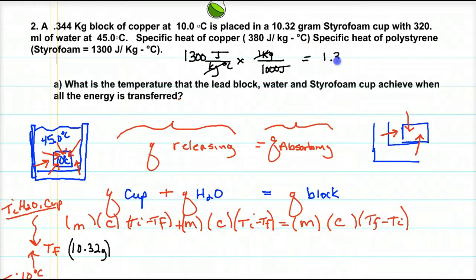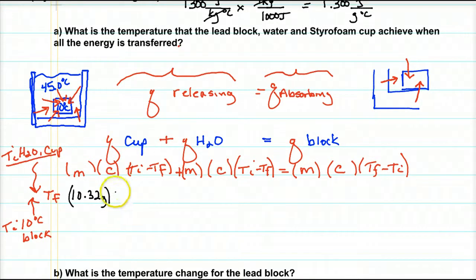Kilograms cancel. I'm dividing by 1,000. This is 1.300 joules per gram per degree Celsius. So I'm dividing by 1,000. So that's 1.3, and that's joules per gram per degree Celsius. I'm putting the units in right here so I make sure that my setup is correct. And of course, the next thing I have is Ti, temperature initial, which was 45. Okay, I'm not really caring about the precision here. Minus Tf, that's what I'm trying to find. Okay, this has to be plus.